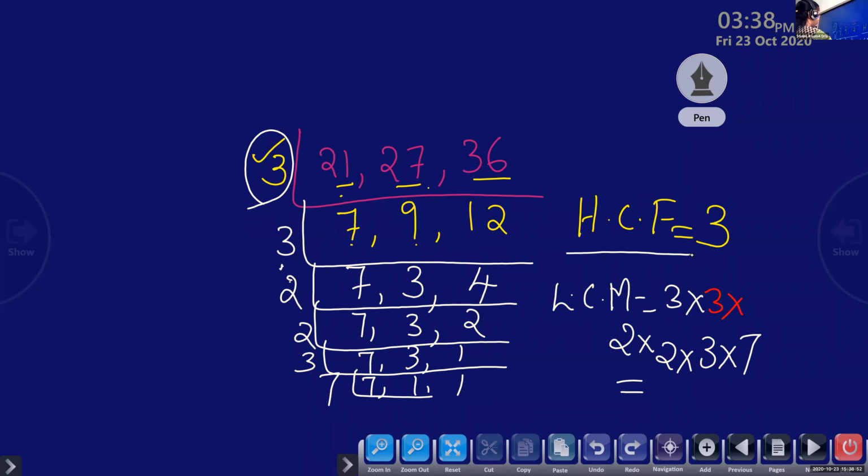Okay, children. Yes, Ayman. Ma'am, can you share once more? Which one? Ma'am, the question. Here. Yes, ma'am. So here 21, 27 and 36. Understood that HCF, Ayman? HCF?